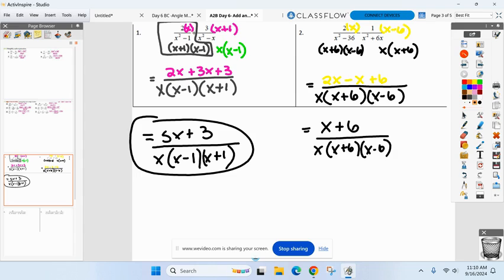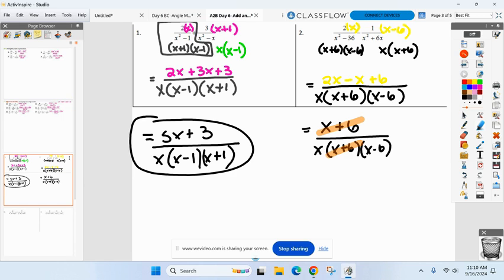X plus 6, x plus 6. Cross out the x plus 6. No, you guys can't cross out just the x's. We literally just went over this. It's x plus 6, the 6 is attached. There's an x plus 6 on the bottom, and you get 1 on the top.